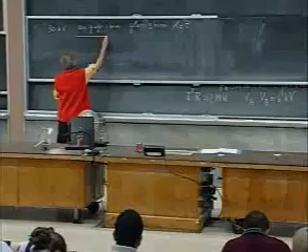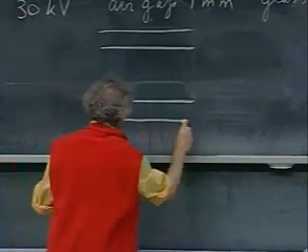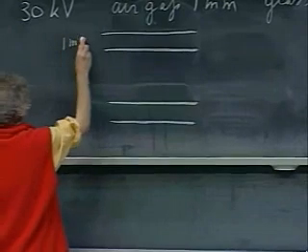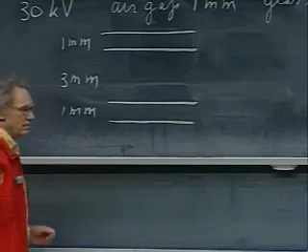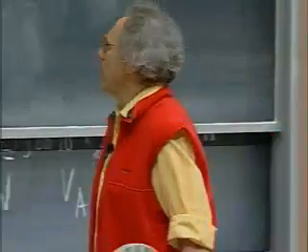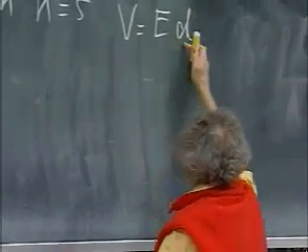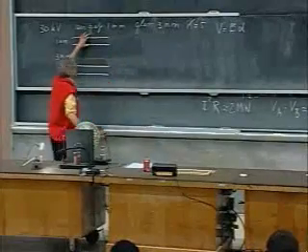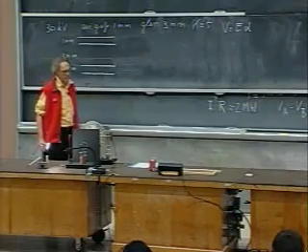So now I have here the conductor on the outside. This is the glass, and this is the conductor on the inside. So this is 1 millimeter thick, this is 3 millimeter thick, and this is 1 millimeter thick. And the potential difference over the whole thing is going to be 30 kilovolts. But I know that the potential difference is always E times D. That holds for this gap, the local E times this D, the local E times this D, and the local E times that D.